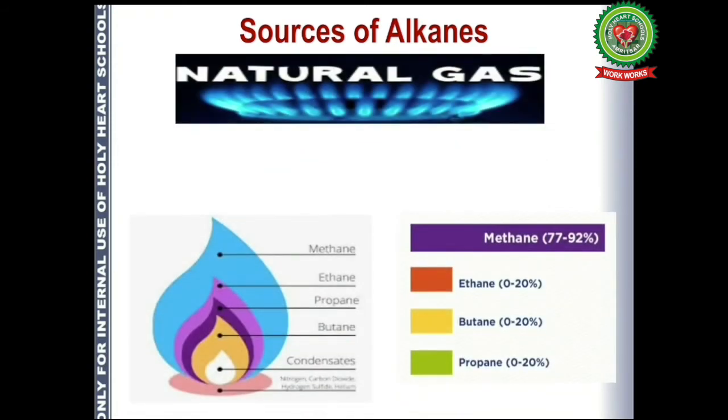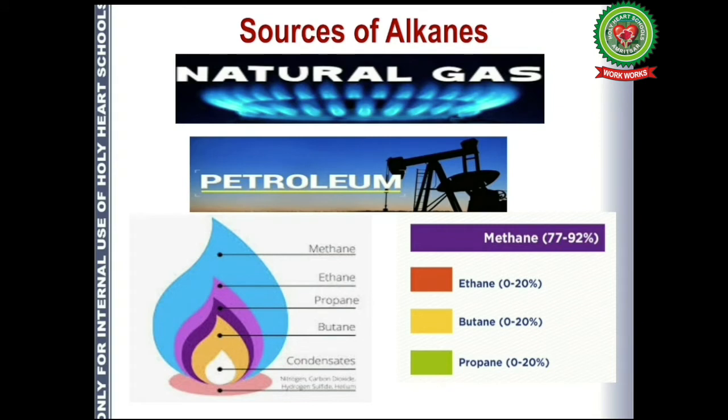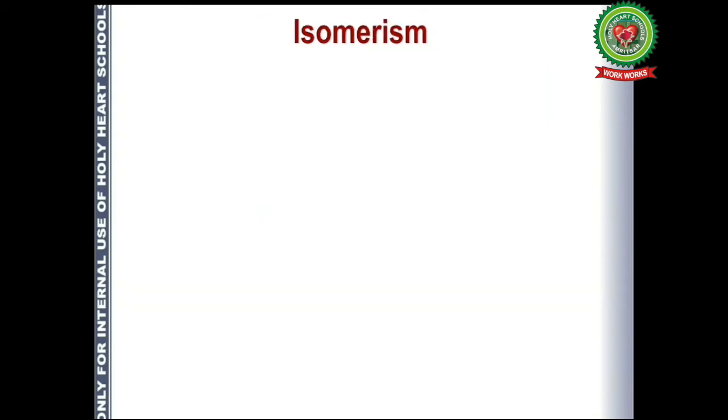The next thing that we should know is sources of alkanes. The first source is natural gas. What is natural gas? This gas is actually obtained under the earth crust. So underground it is obtained, and the maximum proportion of natural gas consists of methane, that is 77 to 92%, and the rest are in small proportions: ethane, butane, propane. It is an inflammable gas, so mostly we are using that only. The second one is petroleum. So from natural gas and petroleum, we can obtain alkanes.